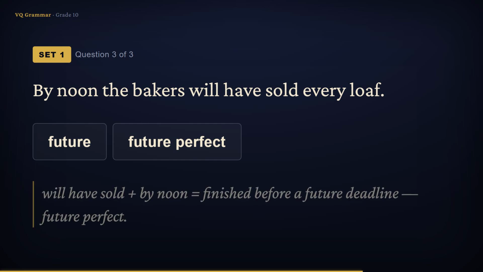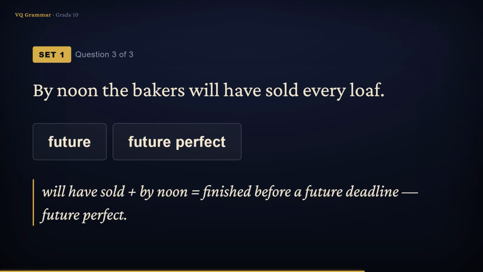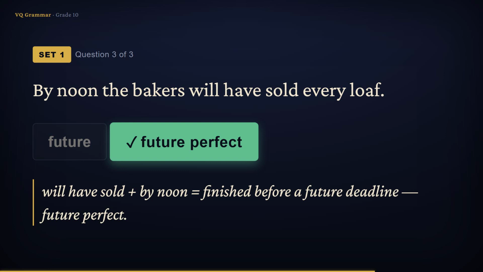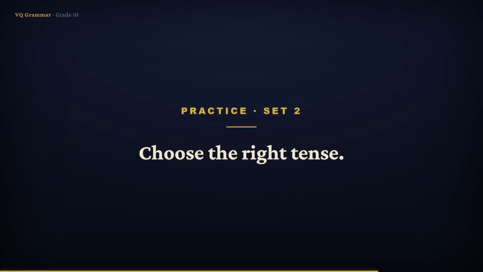By noon, the bakers will have sold every loaf. 2 clues jump out. The verb is will have sold, and the phrase by noon sets a future deadline that the action must beat. Finished before a future point, that makes it the future perfect.